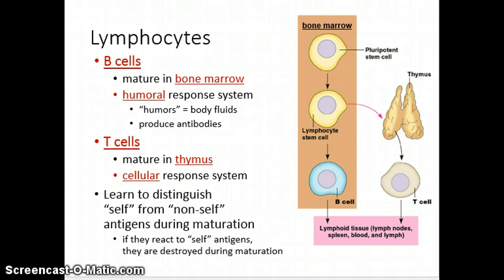And again, I mentioned before that until a lymphocyte encounters an antigen, it's considered a naive lymphocyte. So a naive B cell or a naive T cell means they haven't learned about antigens yet.